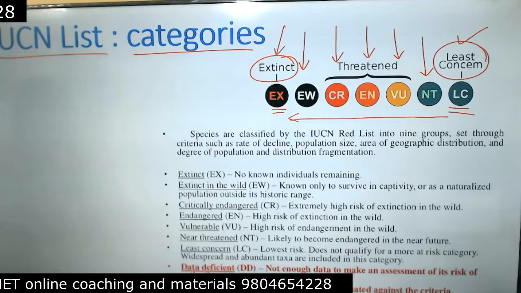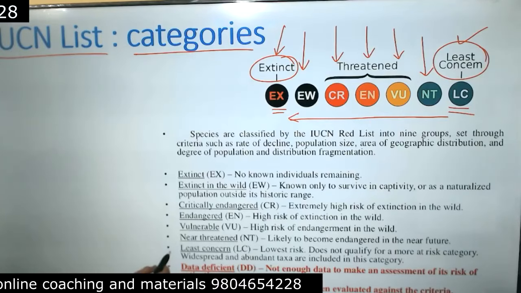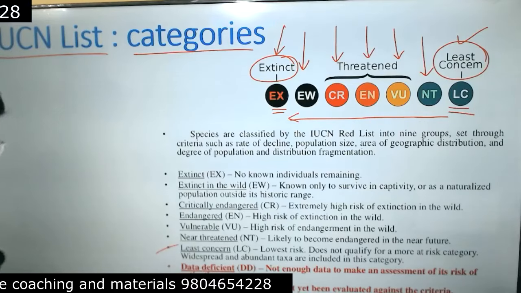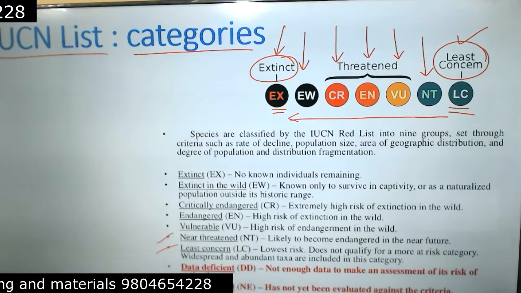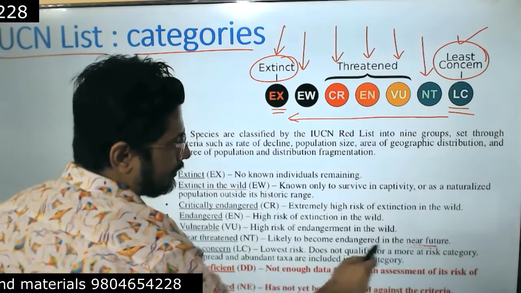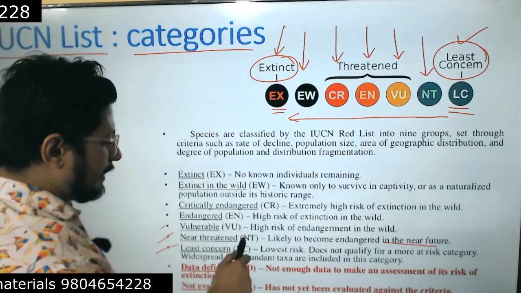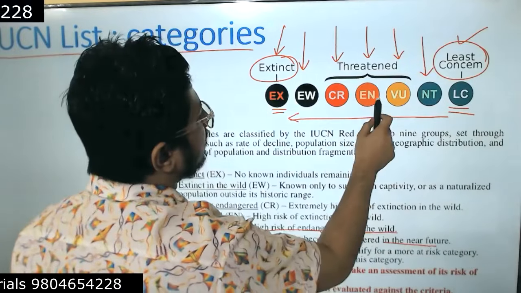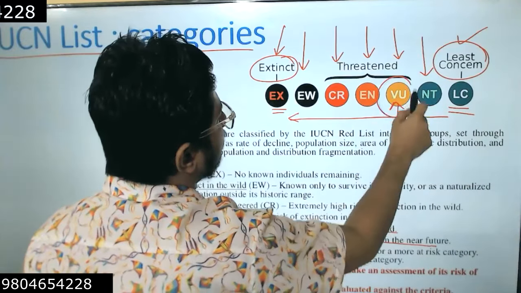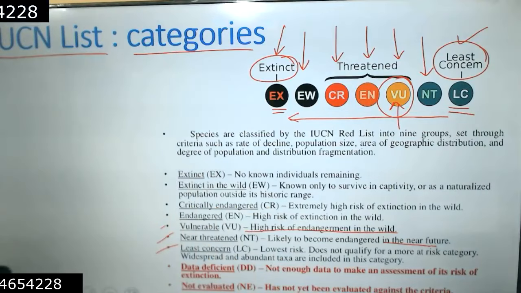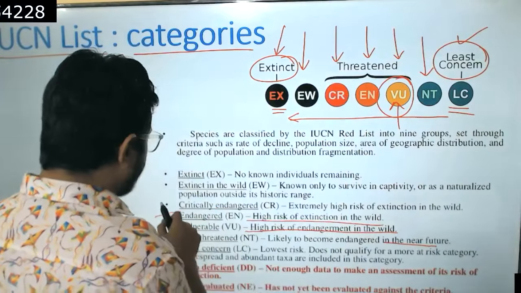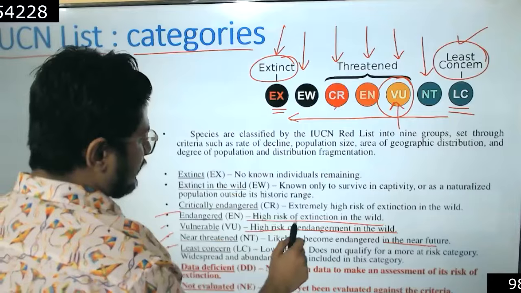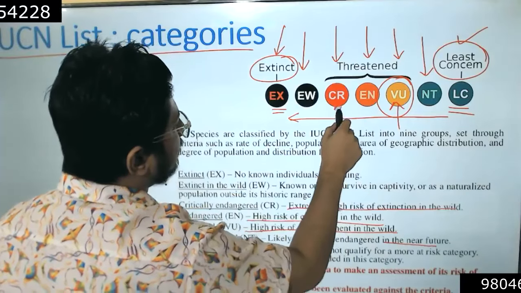These are the sequence. Least concerned is nothing to worry about, the lowest risk. Near threatened means likely to become endangered in a few years in future. Vulnerable means high risk of endangerment in the wild, so this is where we start to take care. Endangered is high risk of extinction in the wild. Critically endangered is extremely high risk of extinction in the wild.